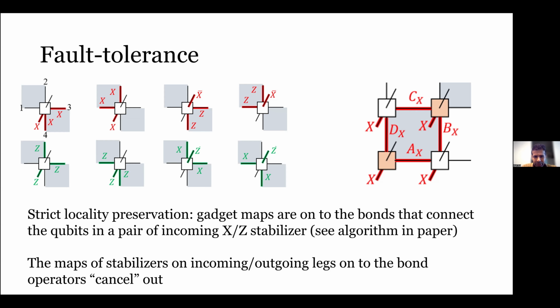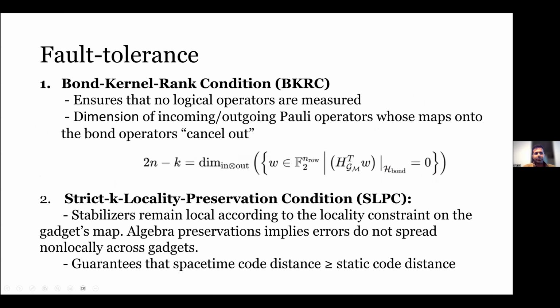And so keeping this in mind, we can now think of the conditions for fault tolerance. So let me go to the next slide. Yeah, so I have two conditions for fault tolerance. One is called the bond kernel rank condition, and the other is what I have already alluded to, which is the strict locality preservation condition.